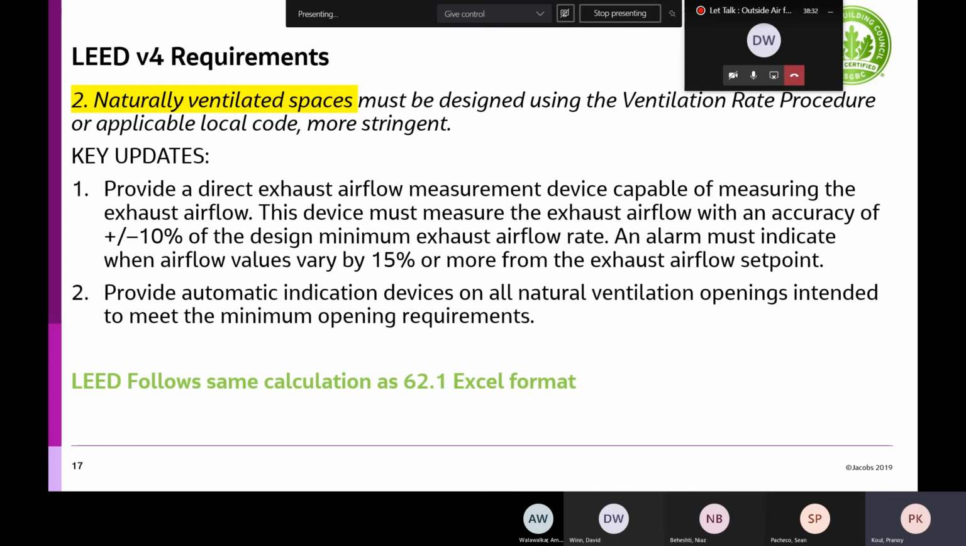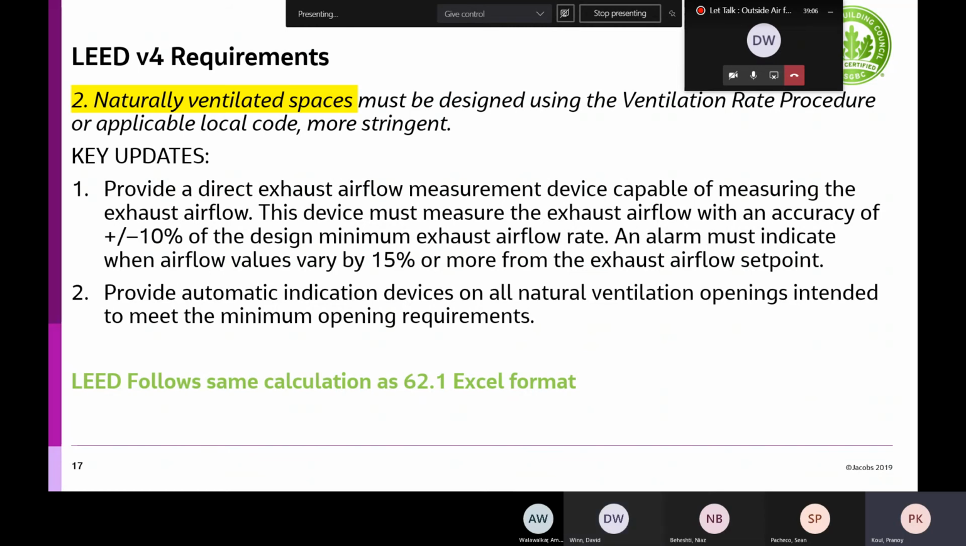And similarly, with regards to providing automatic indication devices on all natural ventilation openings, this is intended to meet the minimum opening requirements. To this point, I would be honest to tell you that I am not very familiar with these indication devices. However, I'll be happy to do my due diligence, do more research, and then provide you what it really means by indication devices.